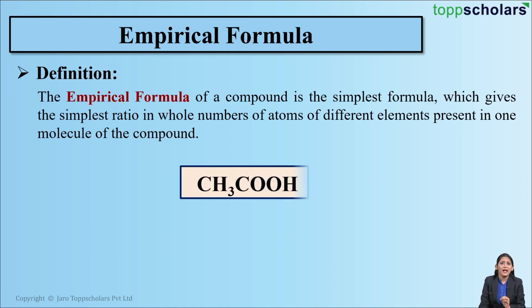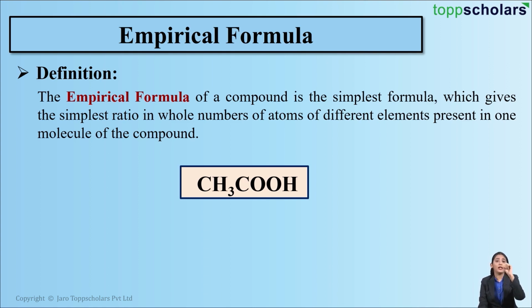So here I have acetic acid, that is CH3COOH. Now can you tell me how many elements do we have? Yes, 3 elements. Which are these 3 elements? Yes, carbon. Which is the next one? Hydrogen, very good. And which is the third one? Oxygen, very good.